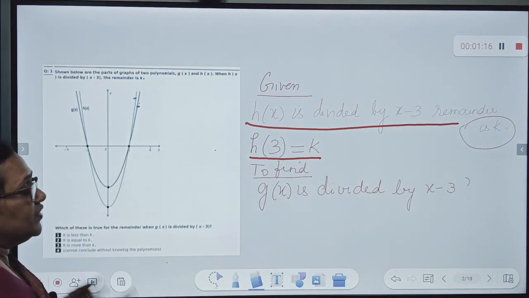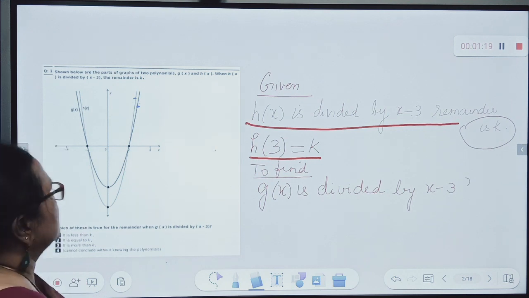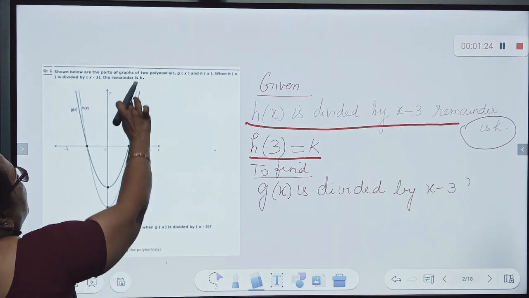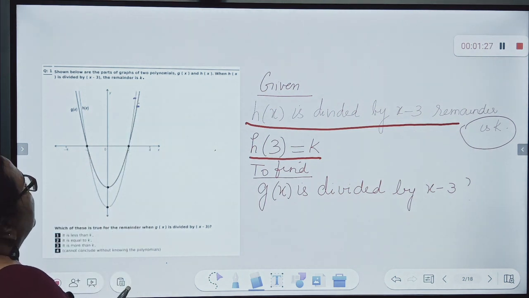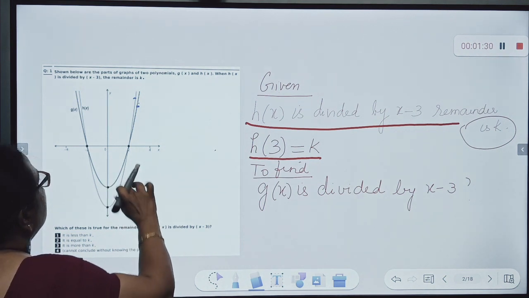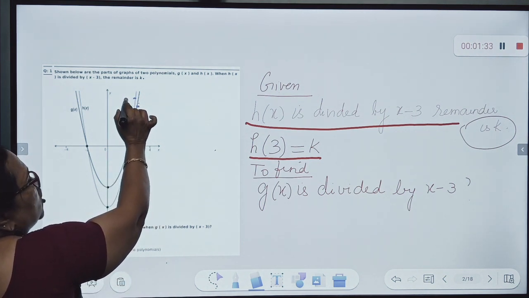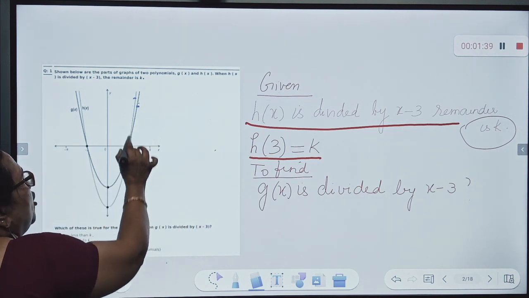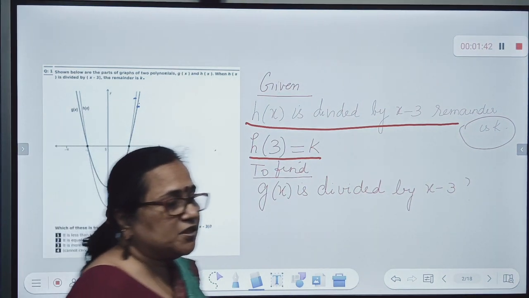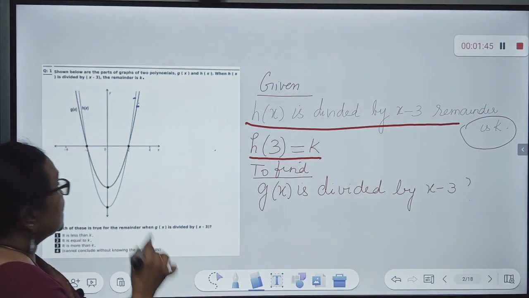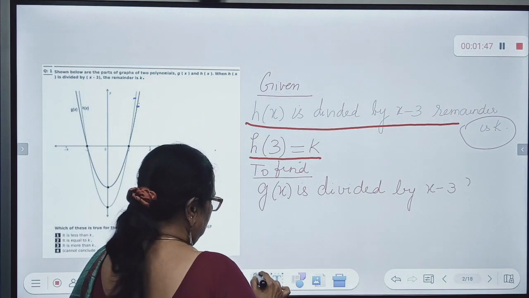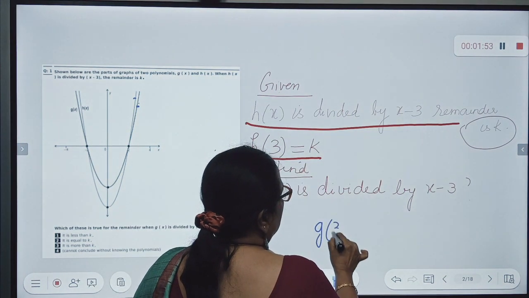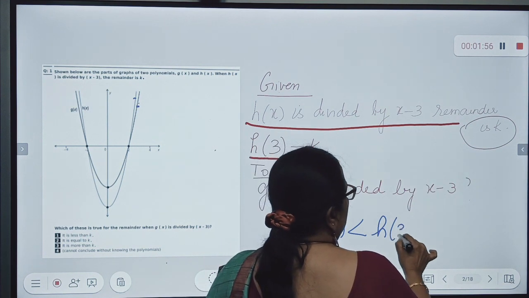Now, a lot of things can be understood by just looking at the graphs. If you look at the graphs, let us suppose 3 is somewhere here, between 2 and 4. If I drop a perpendicular, there is h of 3 here. What is h of 3? k. Where will g of 3 be? When I drop a perpendicular from the same point on both the graphs, what do you observe? g of 3 is less than h of 3, equal to k.